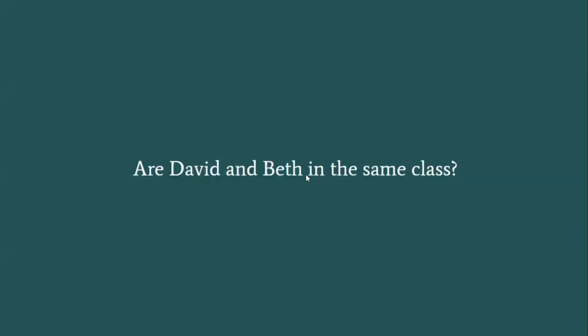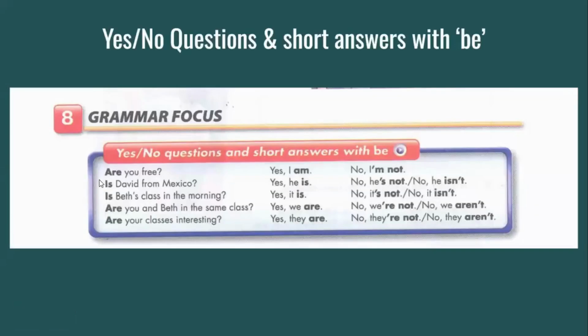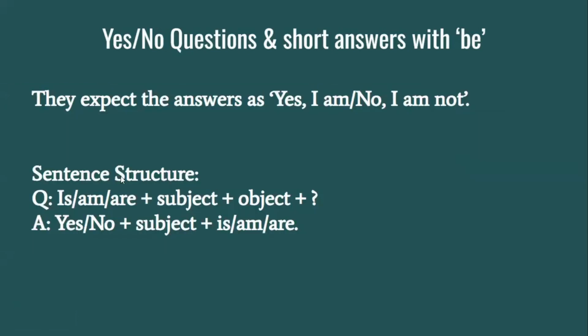Next, are David and Beth in the same class? No, they are not. Okay, and you'll get the right information here. Now we have something called yes and no questions here. We are going to see how to make yes and no questions. So yes and no questions are the questions that expect the answer yes, I am, or no, I am not. So we start with our helping verb is, am, are, then we have the subject, and then we have the verb, and then the question mark. That is our is, am, are questions. And then the answer could be yes, I am, or no, I am not. The subject and then the object part.